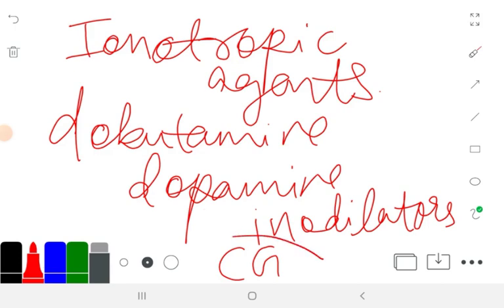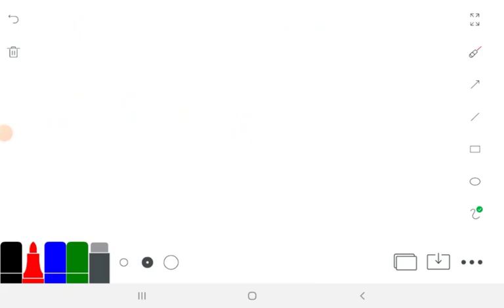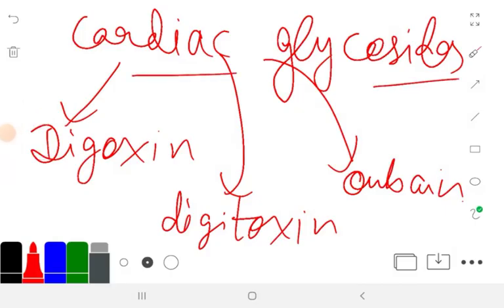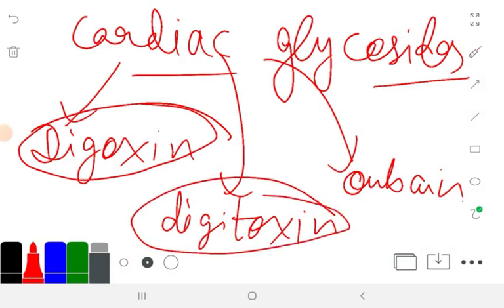Okay, so now cardiac glycosides like digoxin, digitoxin, and ouabain. These are collectively known as digitalis. These are positive inotropic drugs, but unlike other inotropes, these do not increase the heart rate or oxygen consumption. These drugs can be used for acute treatment of congestive heart failure, as well as for maintenance.